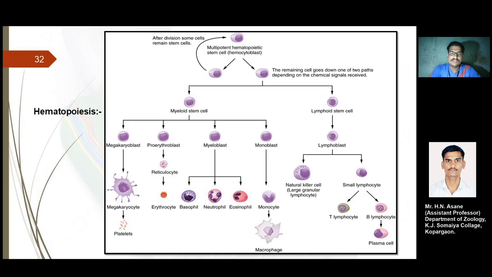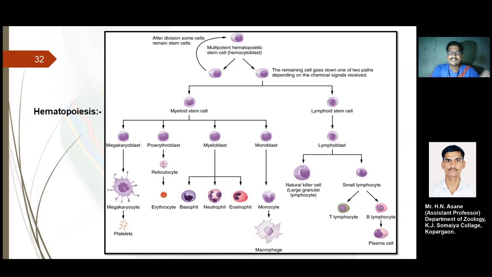Then the third one is the myoblast, which originates from the myeloid stem cells, and these myoblasts are the precursor cells of the granulocytes, that are the basophils, neutrophils, and the eosinophils. And the fourth one is the monoblast, which is the precursor cell of the monocyte, and these monocytes, after they get old, are converted into macrophages, which do phagocytosis in the bloodstream.